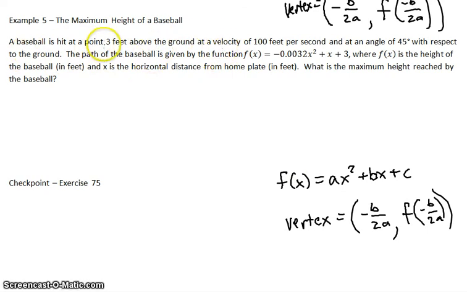It says a baseball is hit at a point 3 feet above the ground at a velocity of 100 feet per second and an angle of 45 degrees with respect to the ground. This is the path of the baseball, so it's following a path of a parabola where f of x is the height of the baseball and x is the horizontal distance from home plate. What is the maximum height reached by the baseball? Well, first of all, we know it opens down, so it's going to be a maximum.